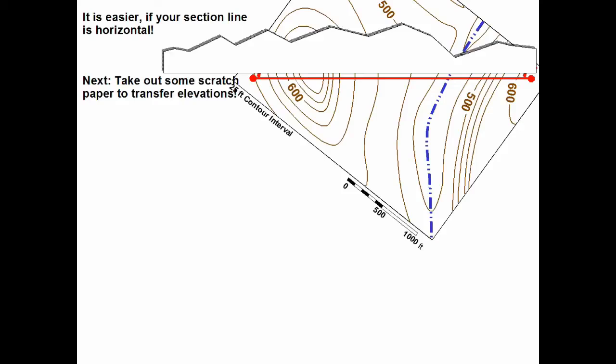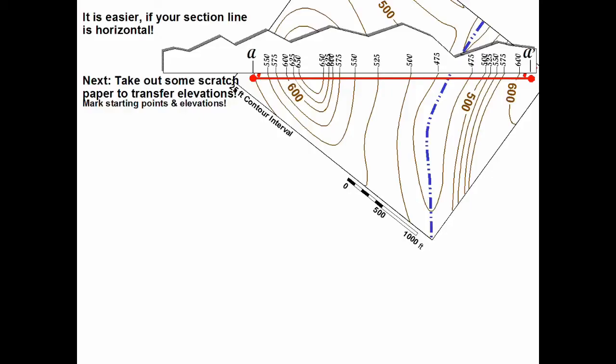And now everywhere where my section line crosses an elevation line, I'll put a tick mark and mark the elevations on my scratch paper. Point A is my starting point, and here we cross the 550 line, then the 575 line, and so forth, until we have the lines transferred with the correct elevation onto our scratch paper.